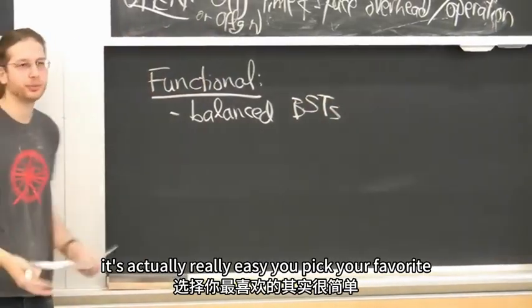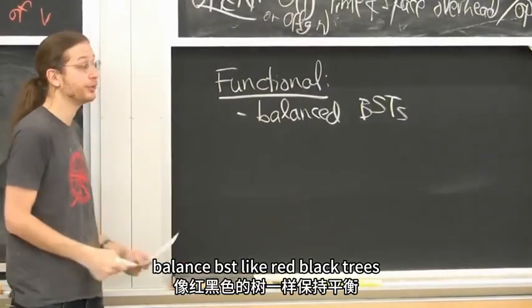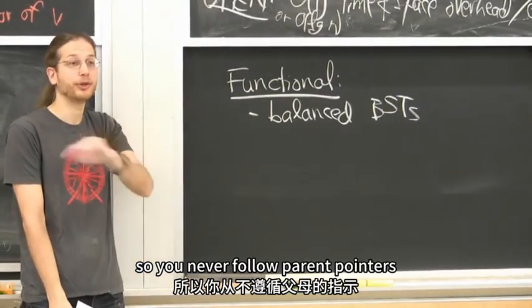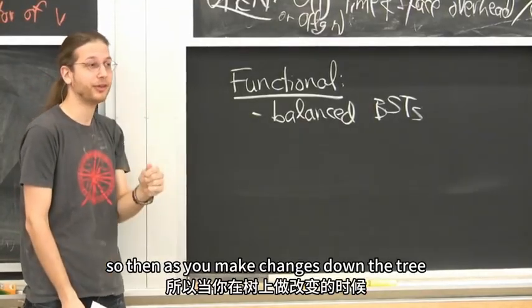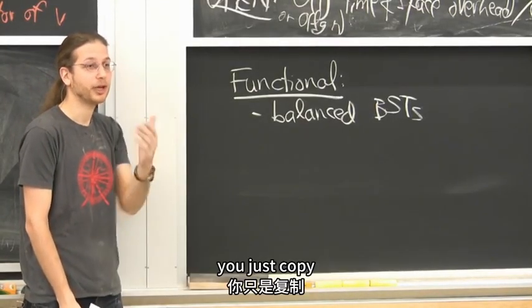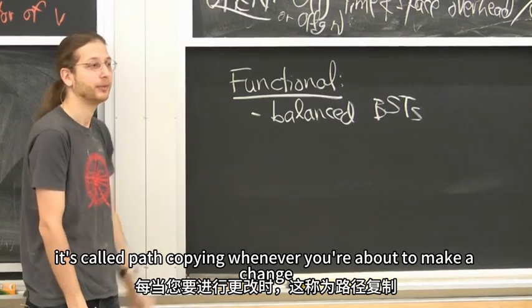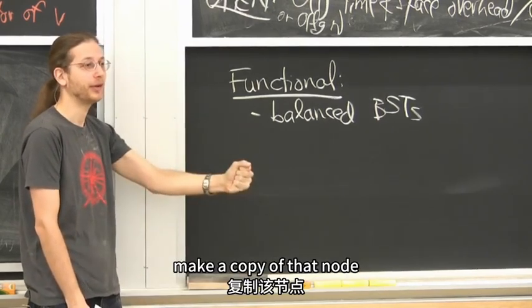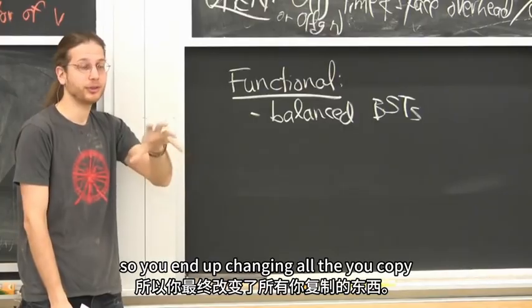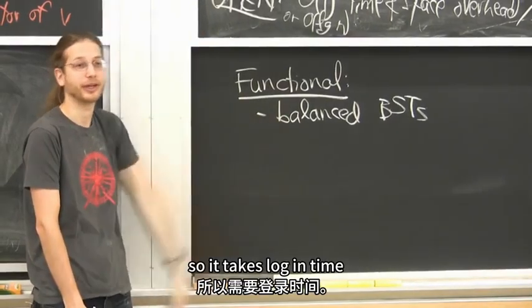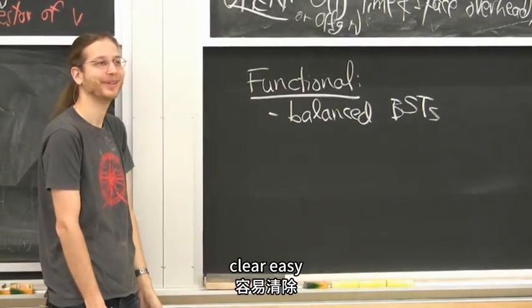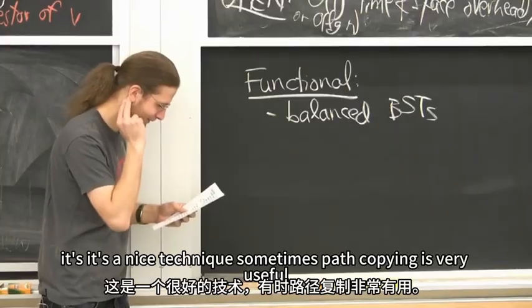It's actually really easy. You pick your favorite balanced BST, like red black trees. You implement it top down, so you never follow parent pointers. So you don't need parent pointers. So then, as you make changes down the tree, you just copy. It's called path copying. Whenever you're about to make a change, make a copy of that node. So you copy all the changed nodes and all their ancestors. There's only log n of them, so it takes log n time. Clear? Easy. It's a nice technique.